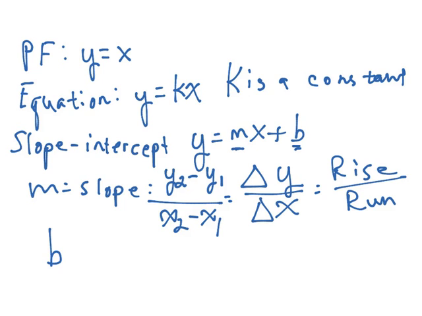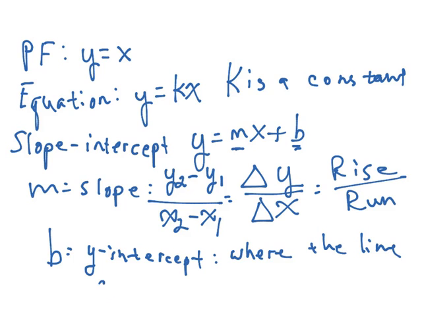All right. B, though, is really called the y-intercept. Hence the term slope-intercept form. Intercept. Okay? And what that means is where the line crosses the y-axis.